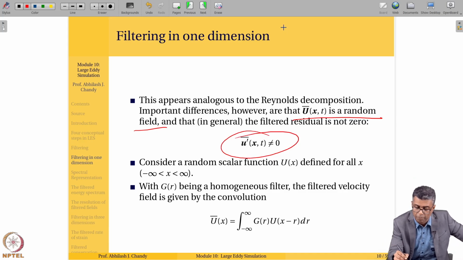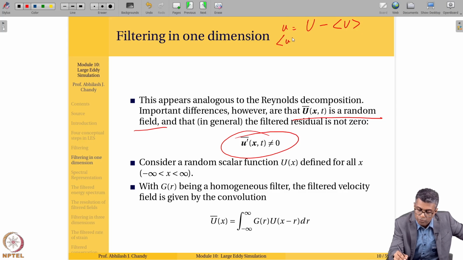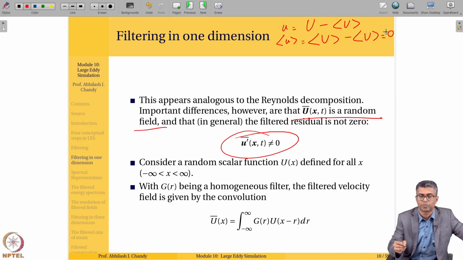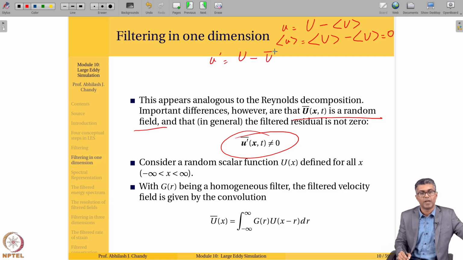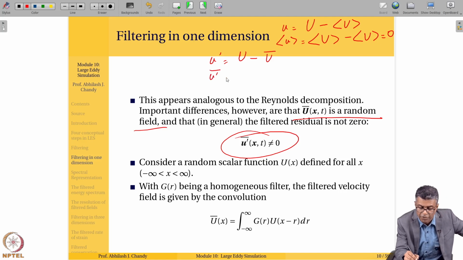If I do a Reynolds decomposition, what do I do? I take u is equal to u mean plus u prime, so u prime is u minus u mean. Now when I take a time average of this equation, the average of u prime is u average minus u average, which is 0. This is for Reynolds decomposition. On the other hand, my residual is u minus u filtered. And now if I do a filtering operation, u prime filtered is u filtered minus u filtered filtered.